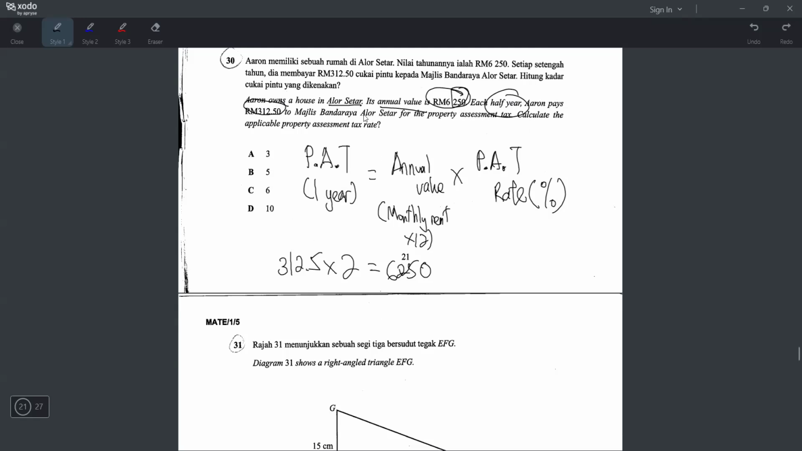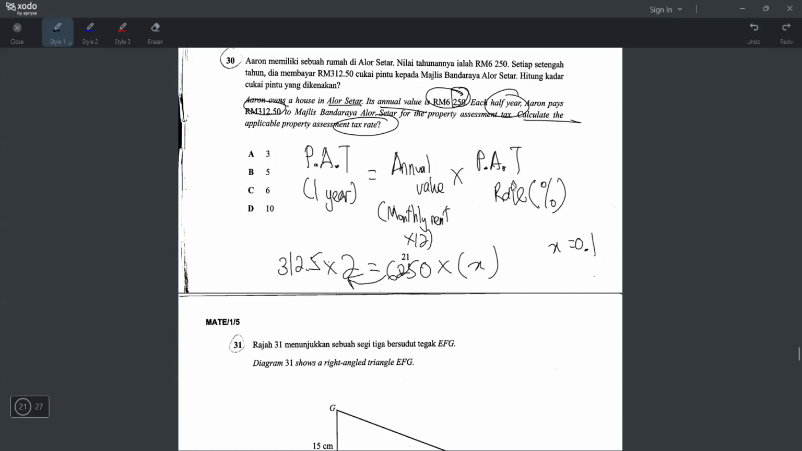And then they say calculate the property assessment tax rate. Means they want to find this one. So since I want to find this, I'll just call this x, right? So how to find x? You just press 312.5 times 2, divide 6250. Okay, so let's press calculator. 312.5 times 2, divide. Why divide? Because this one times pindah jadi bahagi. 312.5 times 2 divide 6250. Okay, my calculator give me 1 over 10. In decimal is 0.1. So your x answer is 0.1.